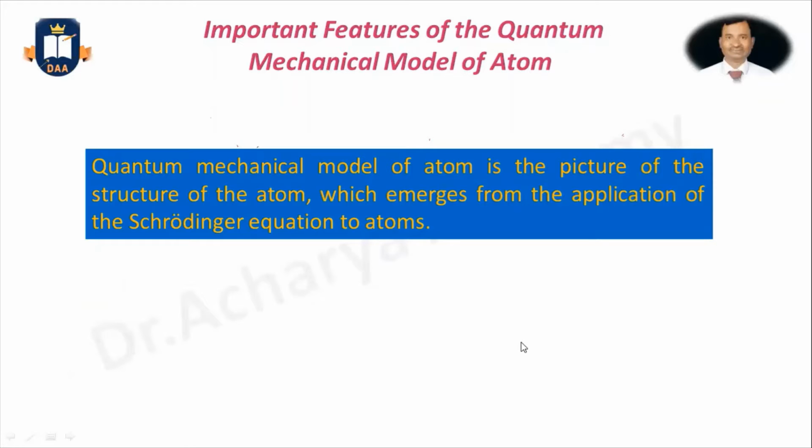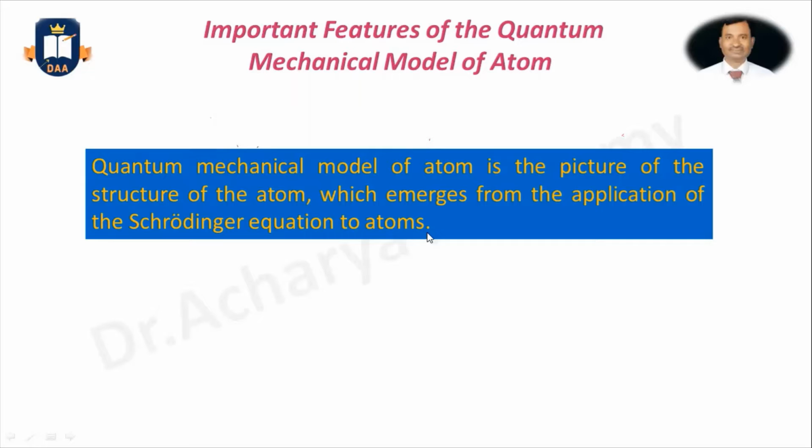The quantum mechanical model of atoms is actually the picture which describes the structure of the atom. This quantum mechanical model of the atom has been taken from the application of the Schrödinger equation to atoms. I will not describe the Schrödinger equation because it is out of scope of the present chemistry syllabus, class 11 CBSE.